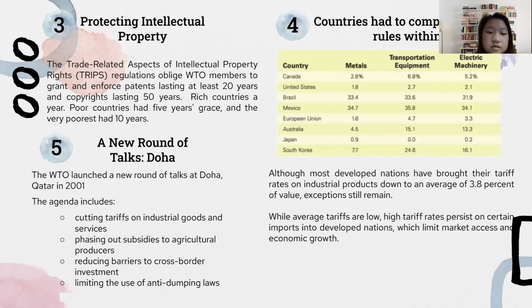And then the last is a new round of talks, Doha. The WTO launched a new round of talks at Doha in Qatar in 2001. The agenda includes cutting tariffs on industrial goods and services, phasing out subsidies to agricultural product producers, reducing barriers to cross-border investment, and the last is limiting the use of anti-dumping laws.